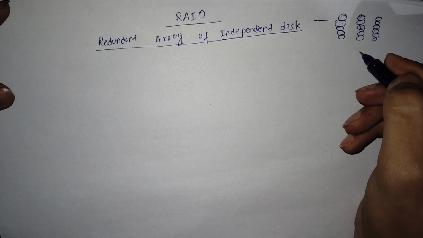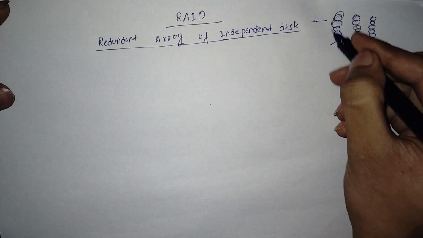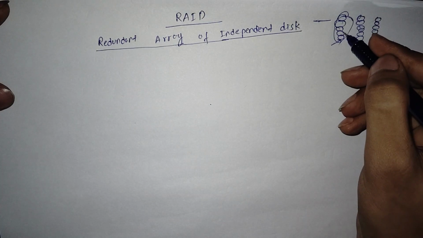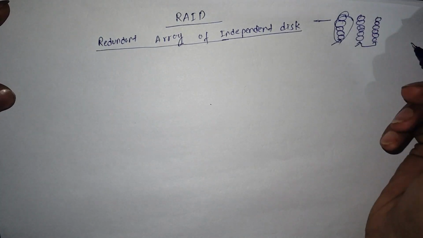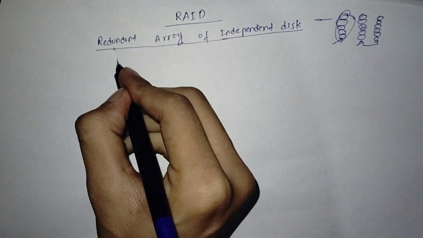Why independent? Because what happens if one disk fails? The data in another disk will not depend on the failure of the first disk, so that if one disk fails, the remaining data can be recovered from the other disks. Now there are various types of RAID. According to your uses, you can choose any one.